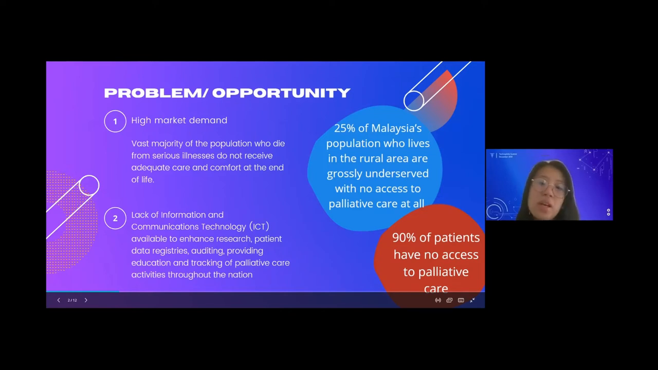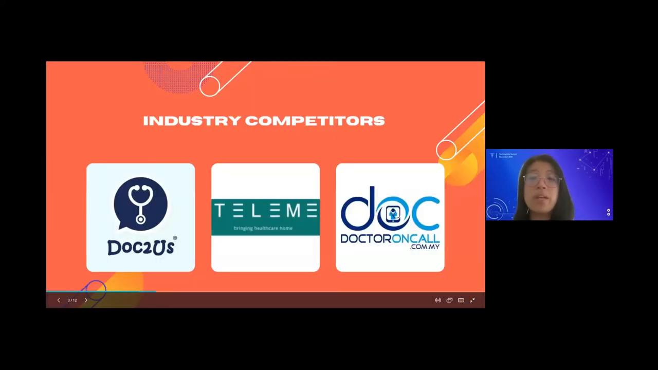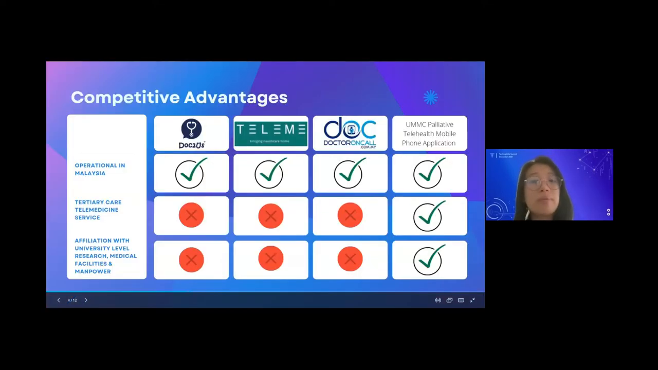Next slide, please. So here we have our three main industry competitors who offer similar applications or services available in Malaysia. They are Doc2Earth, Telemi, and Doctor on Call. Even though there might be similar applications or services already in the market, they are nowhere near the palliative telehealth mobile phone application that we are going to develop, due to the various shortcomings mentioned above.